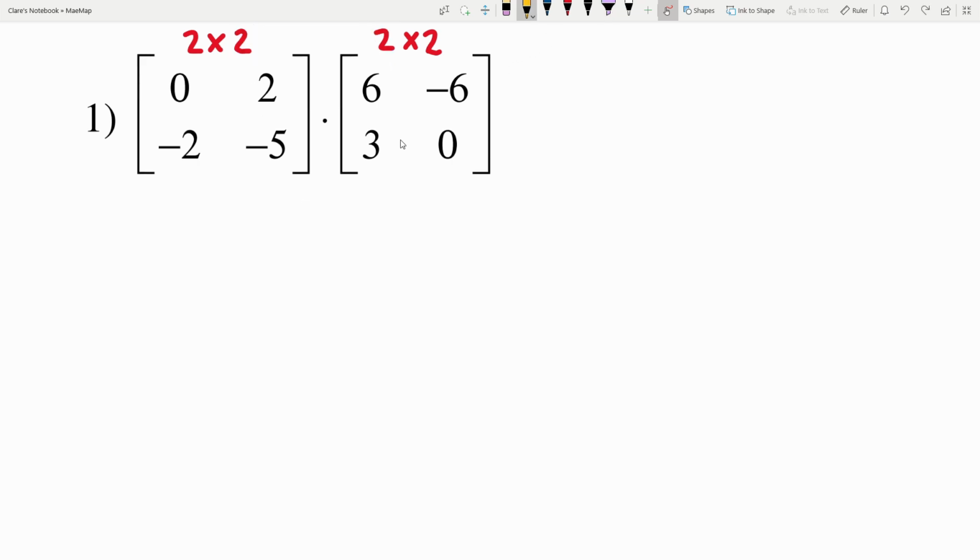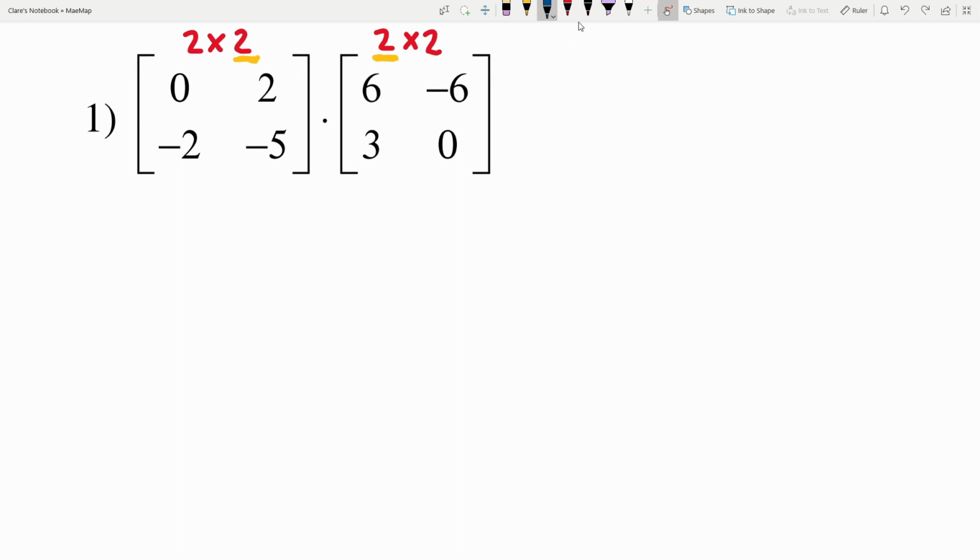And the resulting matrix will be of size 2 by 2, the number of rows in the first by the number of columns in the second. So because we have a 2 by 2 times a 2 by 2, we can multiply because the columns of the first and the rows of the second match, and we know it's going to be a 2 by 2 size because the rows in the first are 2 and the columns in the second are 2.